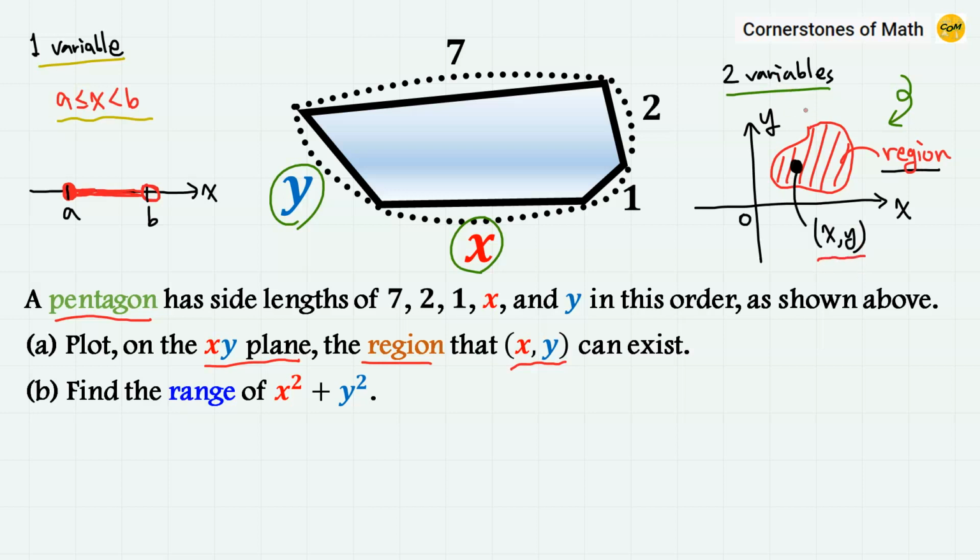So the first problem is about finding this region, and problem B says, find the range of x squared plus y squared. Now this is a range of a single variable question, because if we let x squared plus y squared be z, then this problem is basically find the range of z. Alright, so now you have understood the problem, so let's solve it right now.